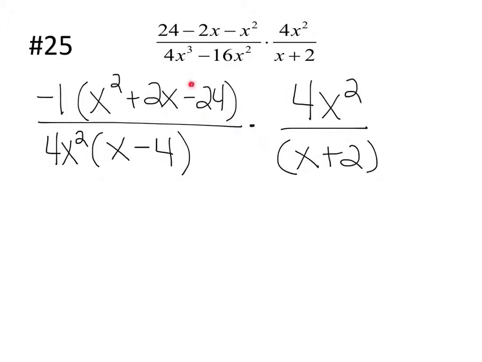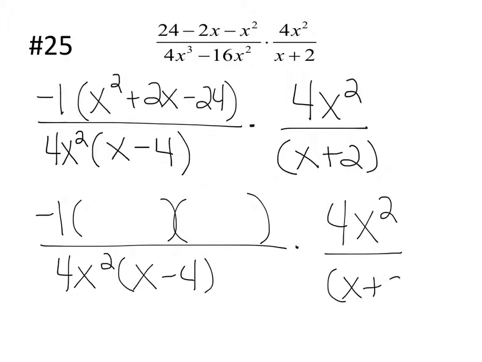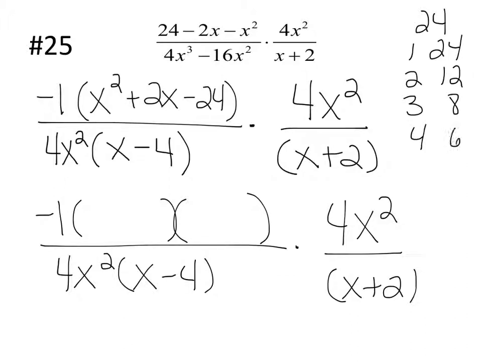So we still need to go ahead and factor this. So I have negative 1. You can leave your 4x squared and your x minus 4, and your 4x squared and your x plus 2. All right, so I'm going to find factors of 24 that give me 2. My factors of 24 are 1 and 24, 2 and 12, 3 and 8, and 4 and 6. So it's going to be 4 and 6. So you need an x here and an x here. If your first sign is plus, you keep your second sign, and the larger number goes first.